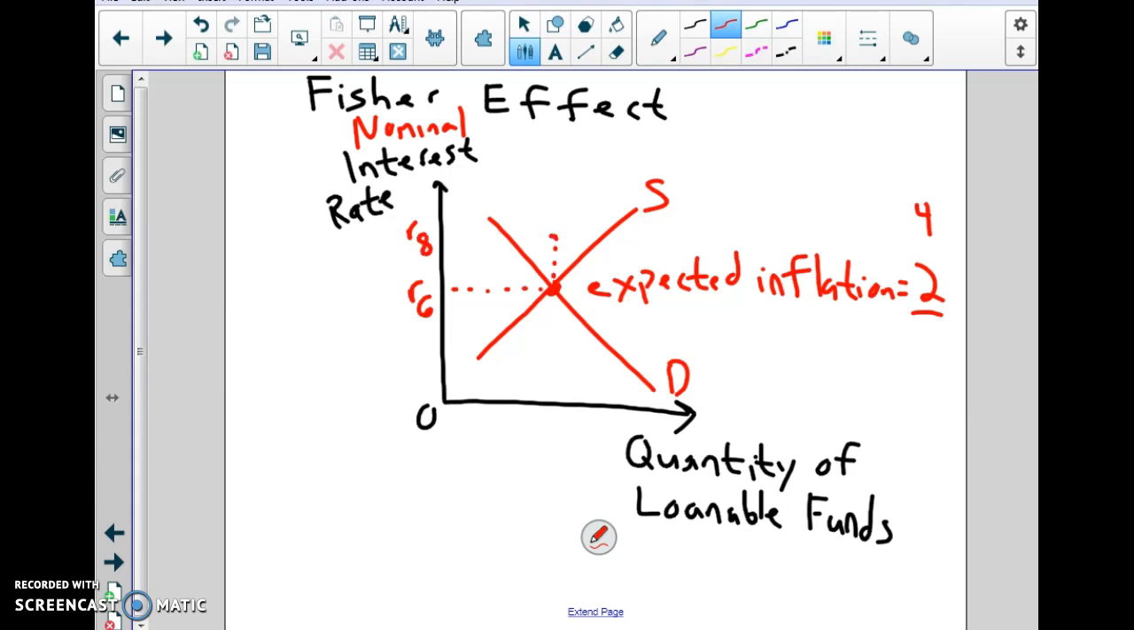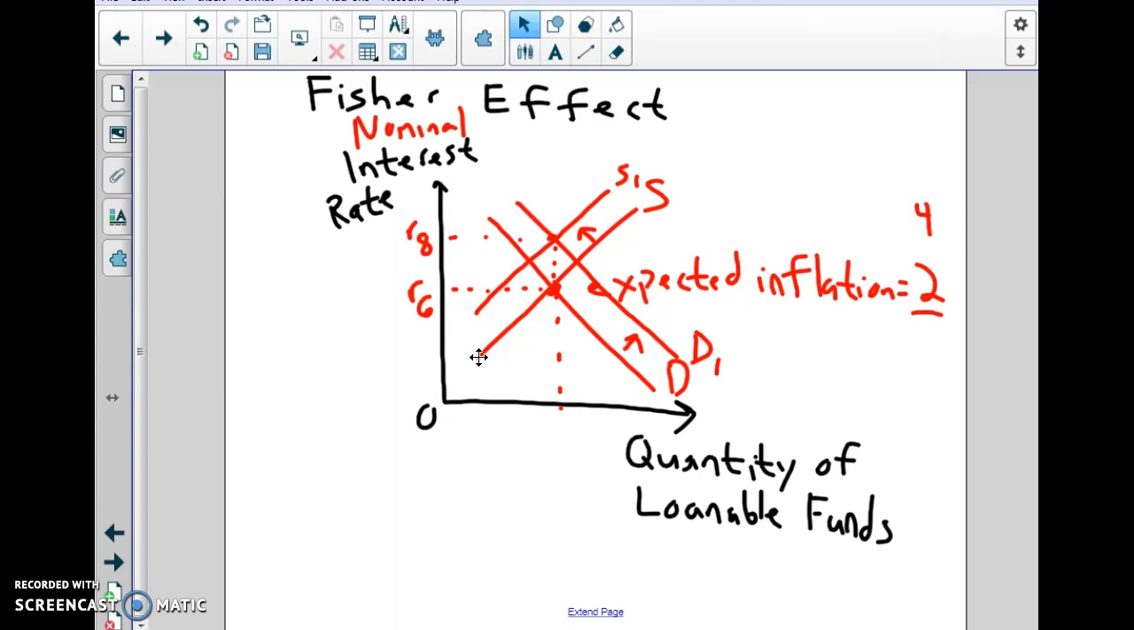And then you can just come up here and draw a new curve. And literally what would happen is both curves would shift for that new nominal interest rate. You can see the quantity of loans they've given out hasn't changed. So really all the Fisher effect is saying is that for every 1% increase in inflation, there will be a 1% increase in nominal interest.